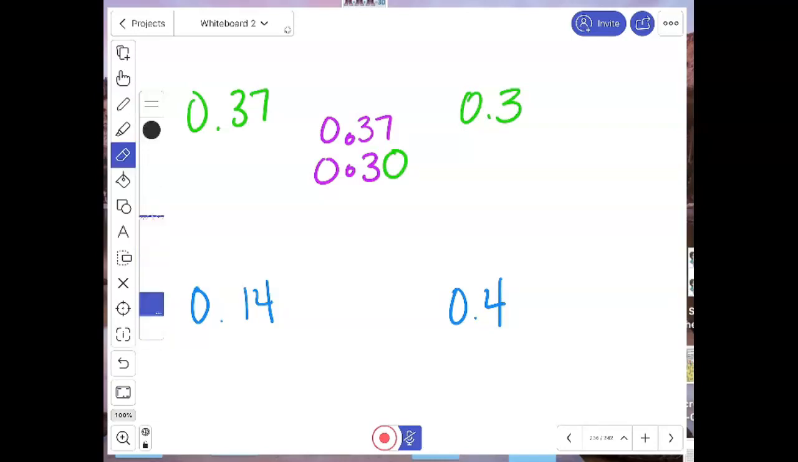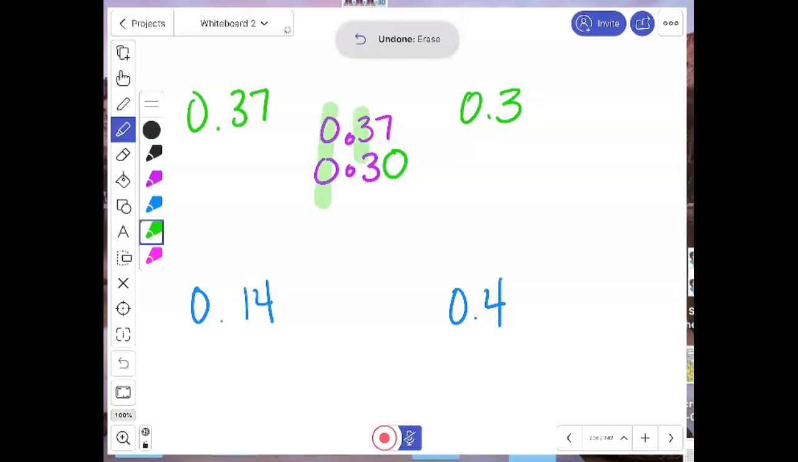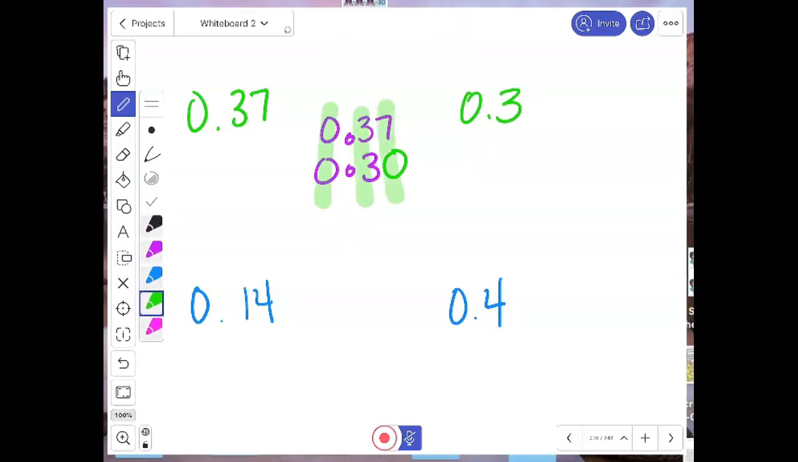Now compare. Same, whoopsie, I didn't mean to do that. Undo. Same, same. 7 is greater than 0. So 37/100 is greater than 3/10. Let's do it again. Line it up, stack it up, fill up empty spaces, and then compare.